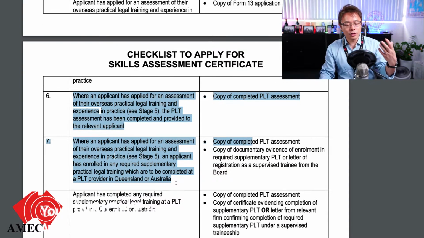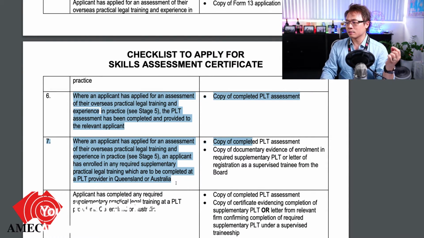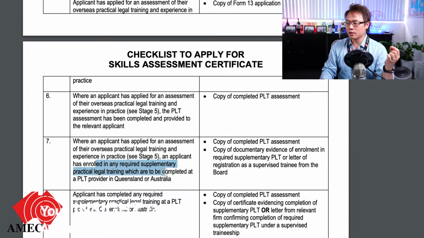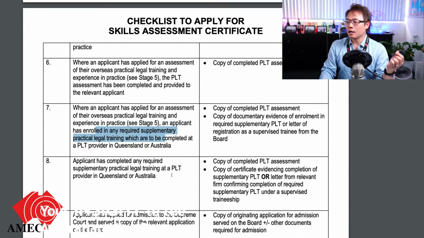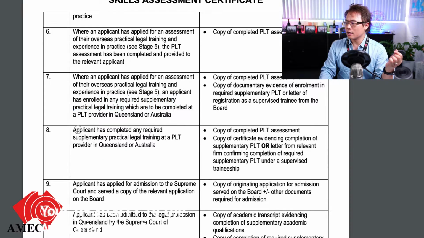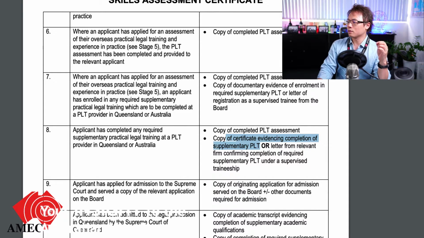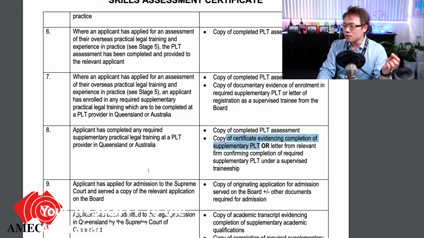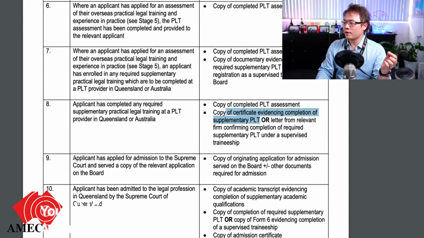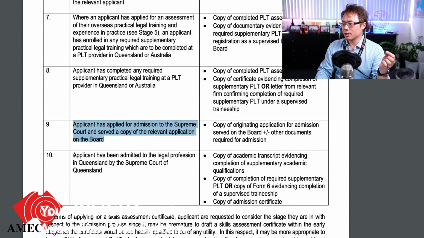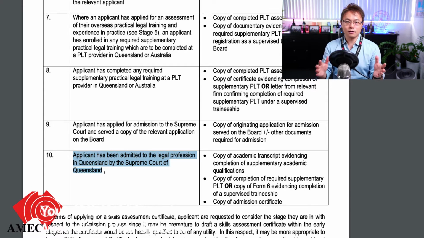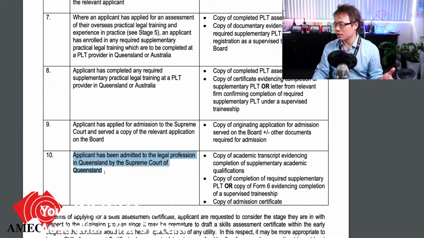Obviously they need to check the time and hours that you spent, and how many things you have actually conducted and completed. Once that's completed, they give you a copy of the certificate, evidence of completion of supplementary PLT, or whatever the certificate for PLT is. Once you receive that, you'll be able to be admitted to the Supreme Court of Queensland. And once that's all done, you get the actual admission and the certificate for practice as a legal practitioner.